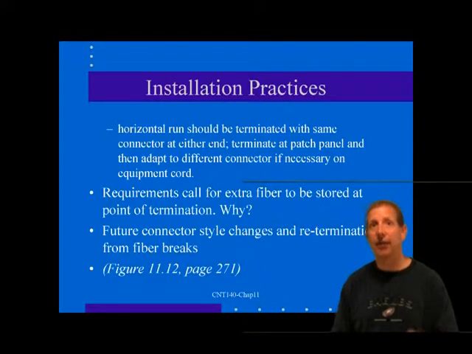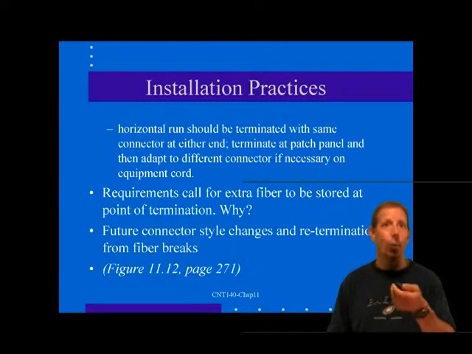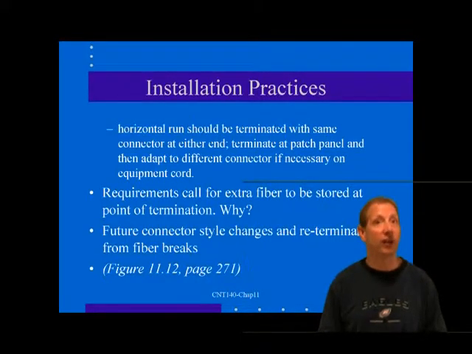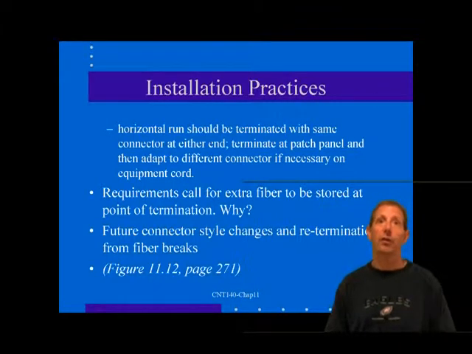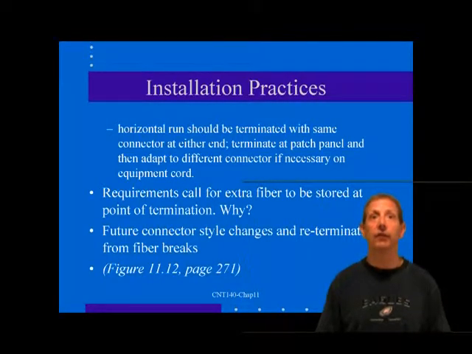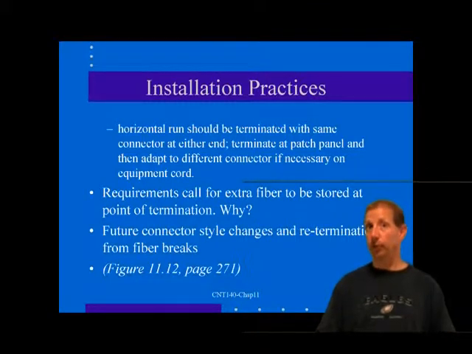Now, while this is not rocket science, it is certainly not simple, and the quality and longevity of your fiber cable plant may well depend on the quality and consistency of the installation. Fiber optic cable installation requirements call for the storage of extra fiber at the point of termination. The reason for this is simply to allow future connector changes and for the re-termination of fiber due to potential breaks after installation. The extra fiber must be stored in a manner that protects it from damage.